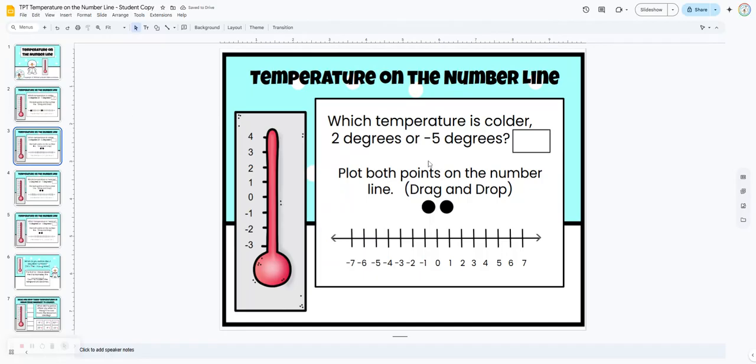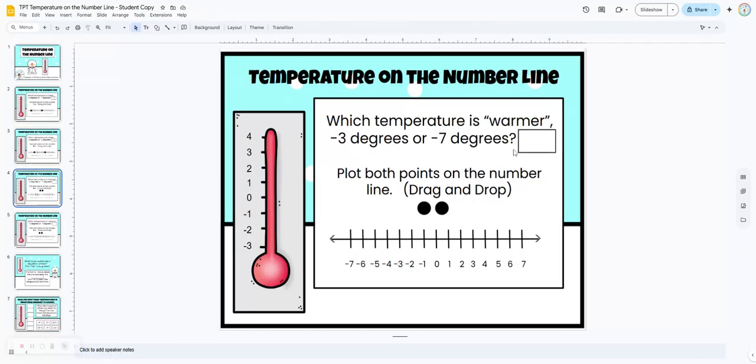The next one, we're comparing 2 degrees and -5 degrees. So they place their numbers on the number line, and they can see that -5, -7 was the last one, -5 is going to be colder. They'll get a little practice doing this, so it really helps reinforce for them.